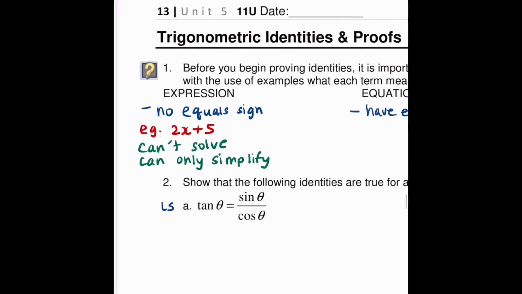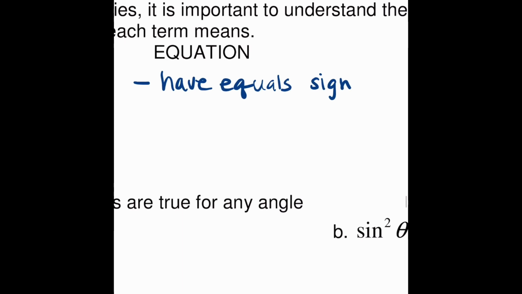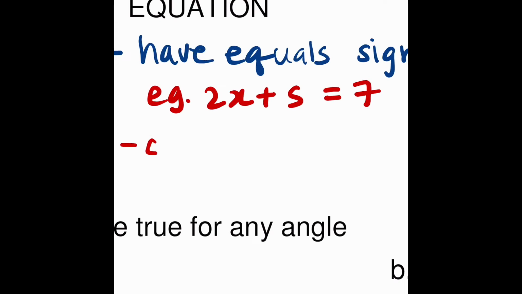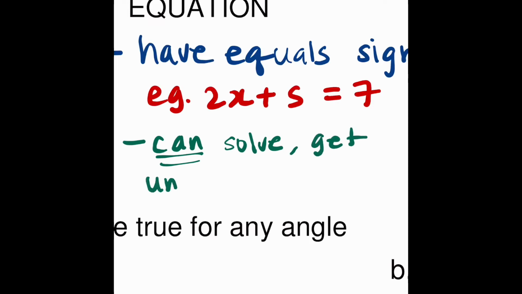That's an expression. An equation, on the other hand, is if you have 2x plus 5 and it equals something like 7. Well, what you can do is BEDMAS backwards and try to solve for x. And so we can solve these, and we get unique solutions.